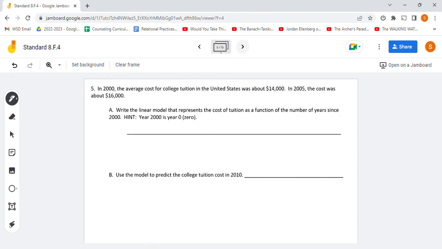This last question right here asks us to write a linear model, or in other words, we're going to write an equation that represents the cost of tuition as a function of the number of years. So if we were to graph this, then our tuition would go on our y-axis and the year would go on our x-axis. We can see some information right here. Year 2000, college cost, the average cost for tuition was $14,000. And then in 2005, the average cost was $16,000.